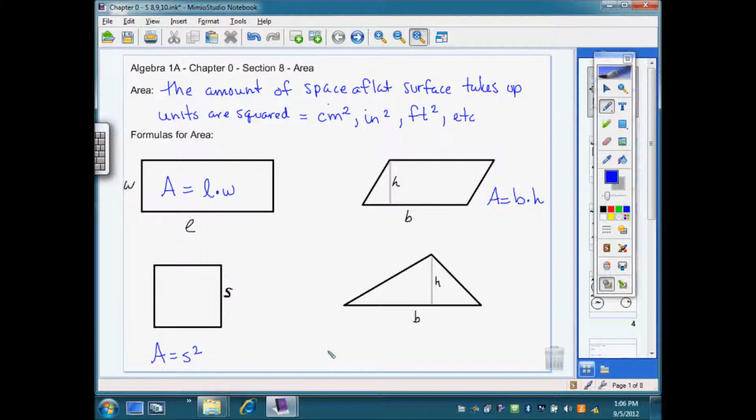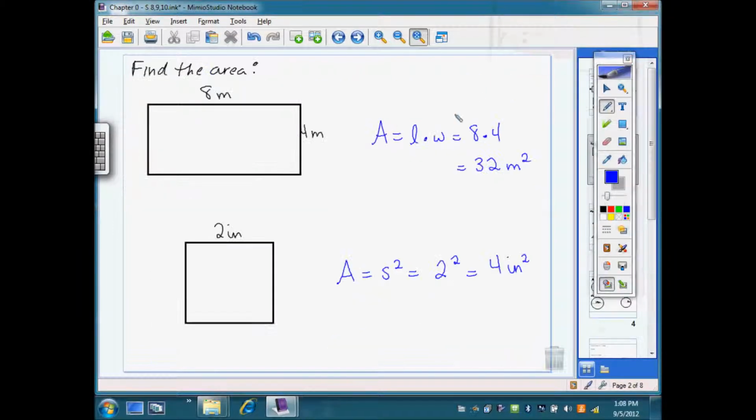And then for triangles, traditionally it's 1/2 base times height, but I know that sometimes fractions can be a little bit intimidating. So you can look at it as base times height divided by 2, if that's easier for you than thinking in terms of fractions. You multiply the base and the height and then divide by 2.